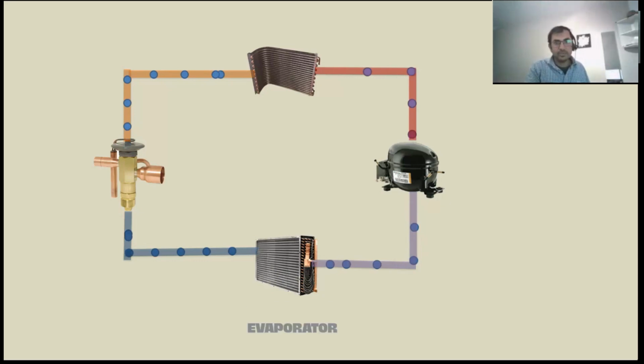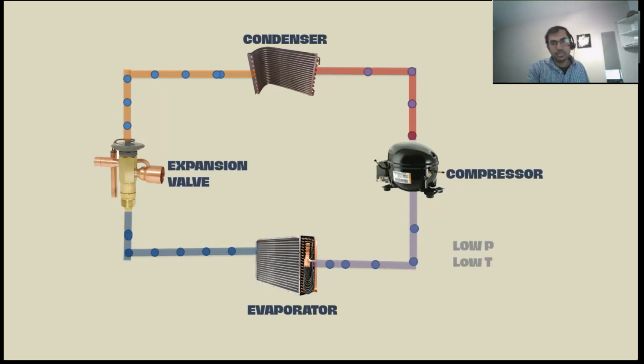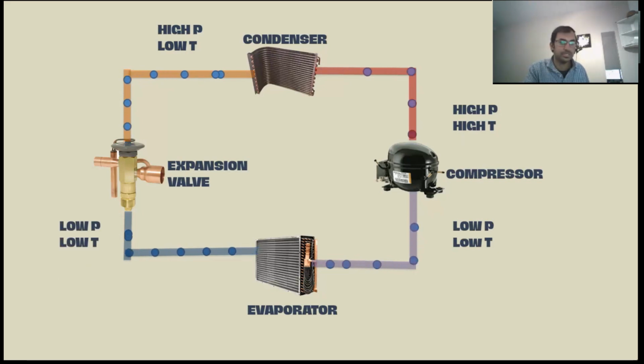Now we understand this is the evaporator, then going to compressor, condenser and expansion valve. And for evaporator to compressor, you see low pressure and low temperature. Then compressor to condenser, high pressure, high temperature. From condenser to expansion valve, it is high pressure but low temperature because heat is rejected already. And then for expansion valve to evaporator, it is low pressure and low temperature liquid so that it will be ready for evaporation once again in the evaporator.